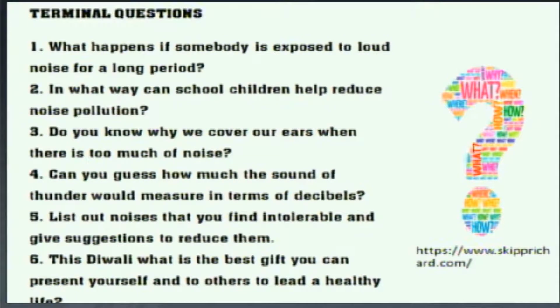Can you guess how much the sound of thunder would measure in terms of decibels? Now, I give this question to you. Find it out. List out noises that you find intolerable and give suggestions to reduce them. Every individual will make a list of these noises. Like the previous question, this also you are going to think of. Just make a list of all the intolerable noises and think over the solutions, how you can reduce them.